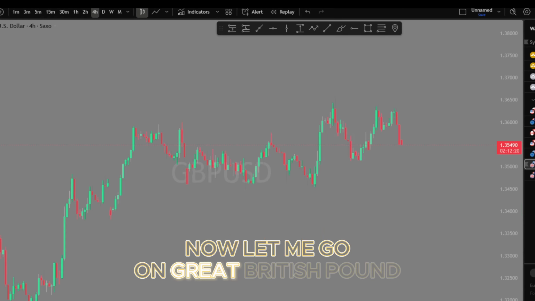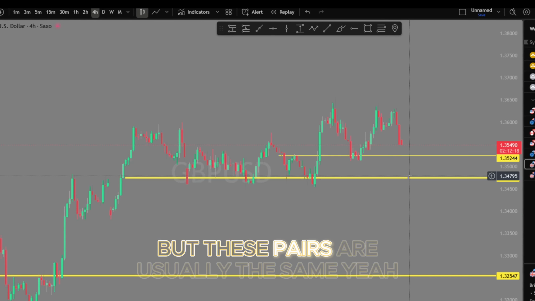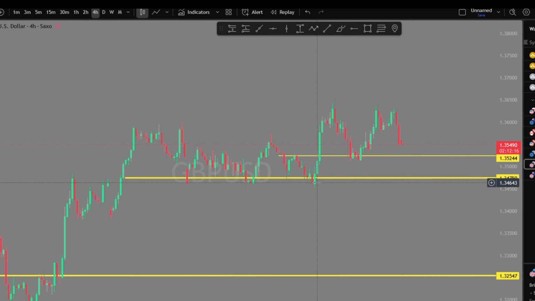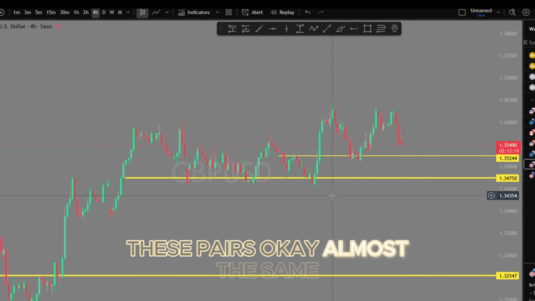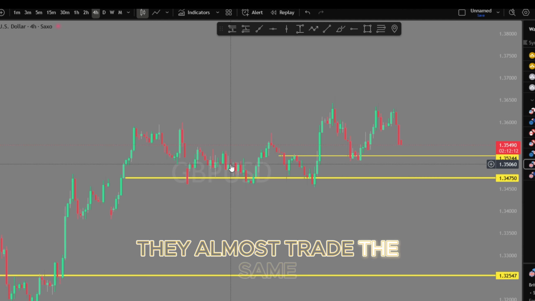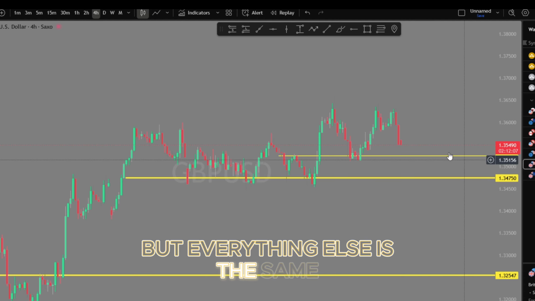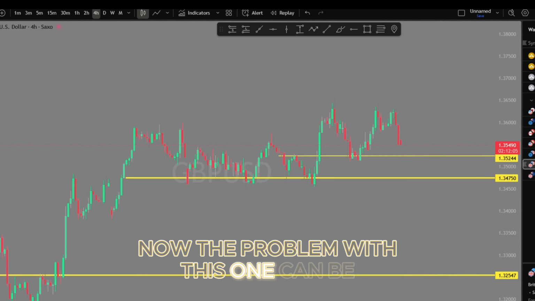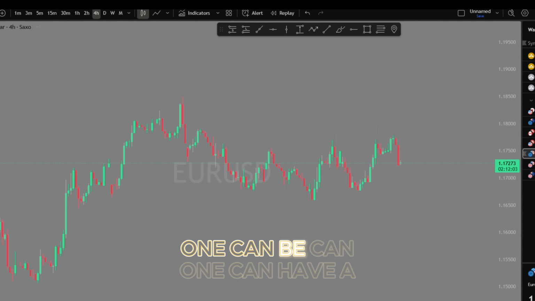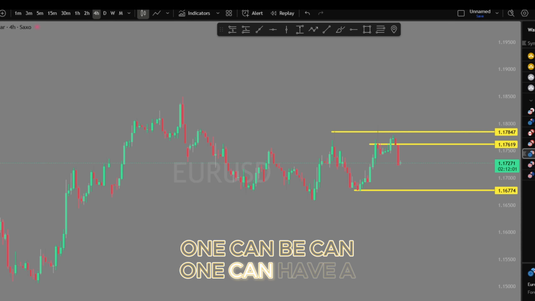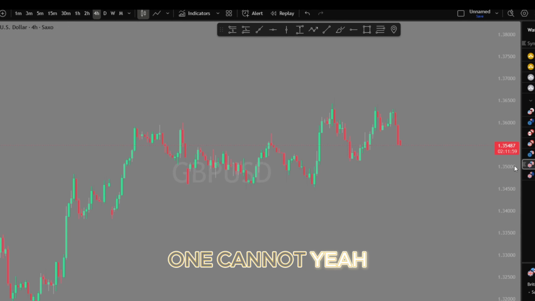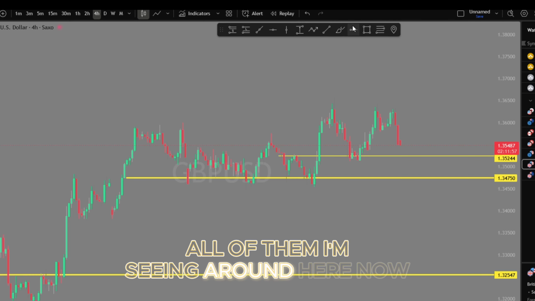Now let me go on Great British Pound USD. These pairs are usually almost the same. They almost trade the same. They can differ slightly, but everything else is the same. Now the problem with this is that one can be rejecting a lot, one can have a good price action, one cannot. Yeah, all of them I'm seeing around here.